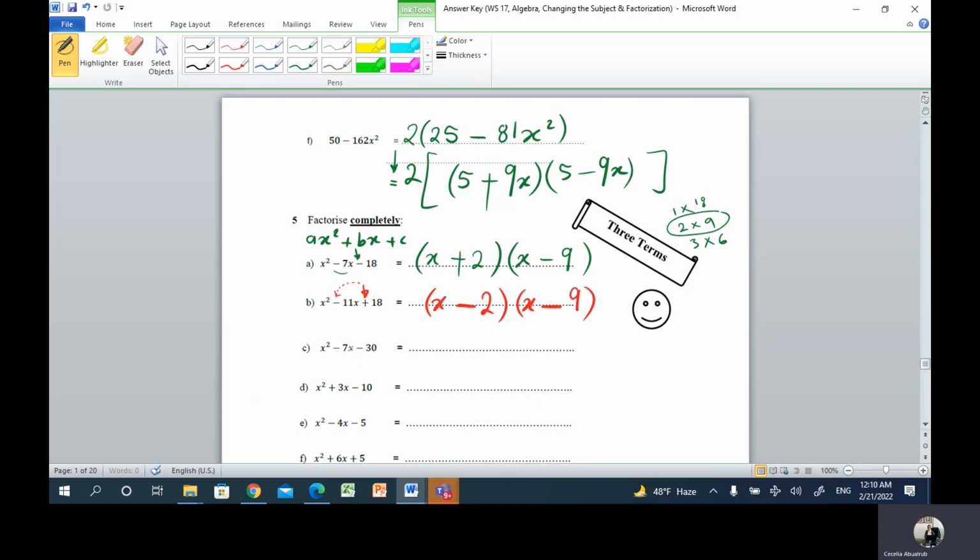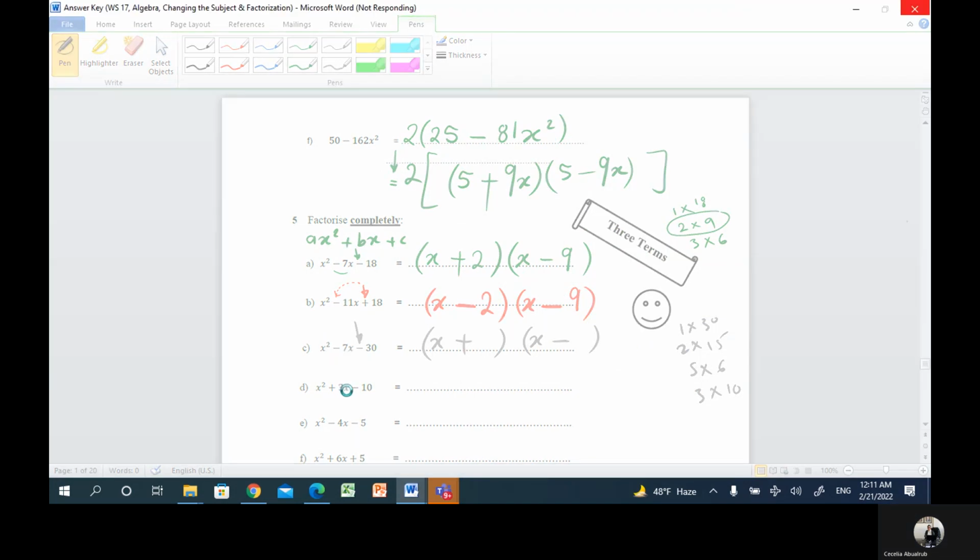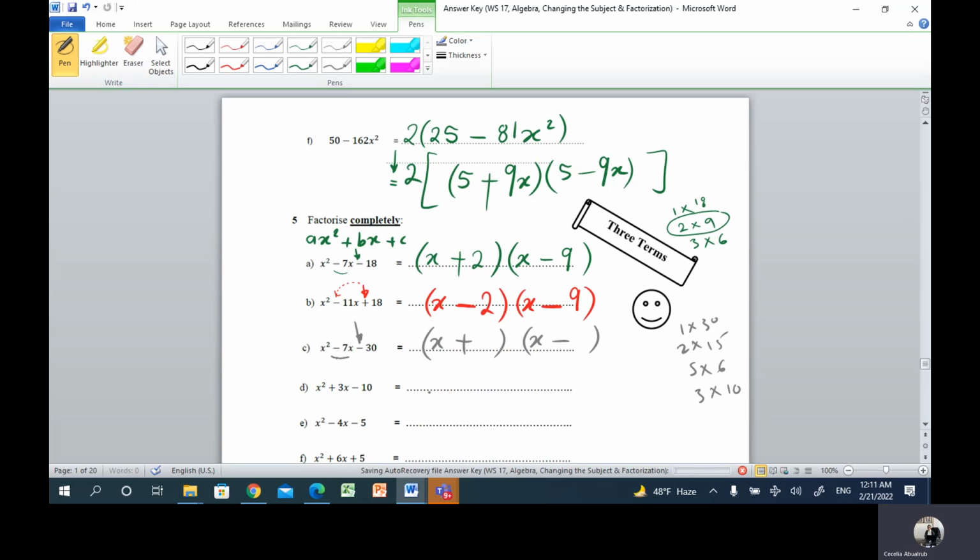So x squared minus 7x minus 30, it's written as ax squared plus bx plus c. So we're going to open 2 brackets. Look at the c. If it's negative, then plus, minus, and x squared, it's x and x. Now the 30, it's 1 times 30, 2 times 15, and 5 times 6, right? And it can be also 3 times 10. Okay, now which of the 4 pairs am I going to choose? The middle term is 7.